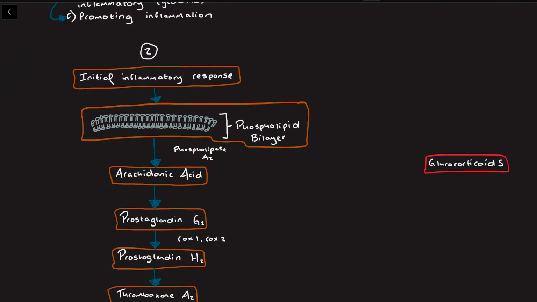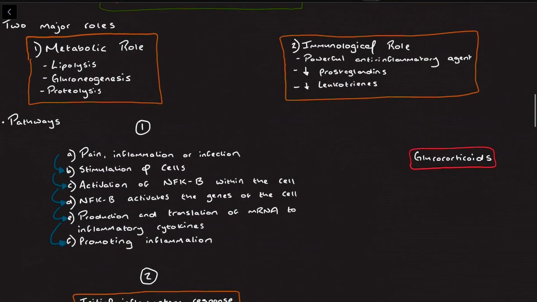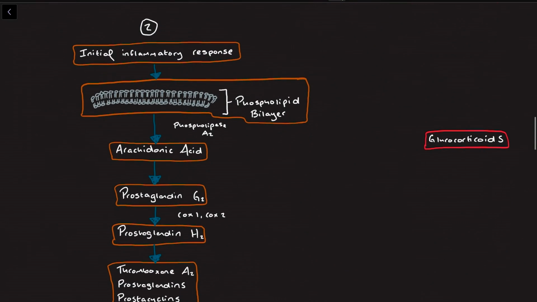So in this pathway over here, glucocorticoids enter the cell. It binds onto the glucocorticoid receptor. It then inhibits the nuclear factor kappa B, making it inactive. This inhibits the production of inflammatory cytokines and thereby suppresses the immune system. And in this second pathway, there is inhibition of phospholipase A2 and cyclooxygenase enzymes, which then in turn blocks the inflammatory response.